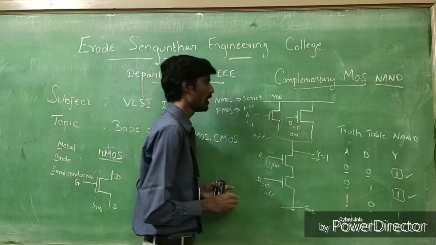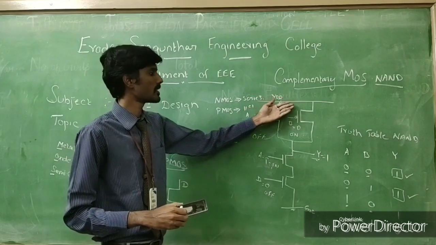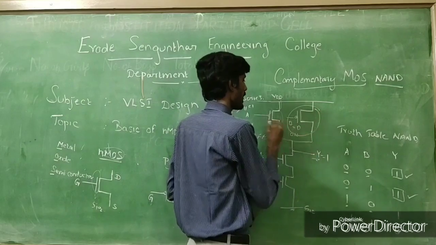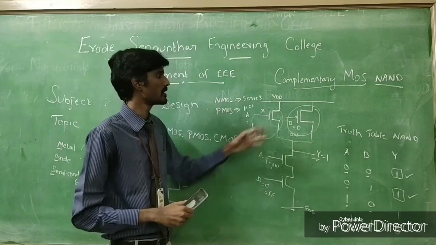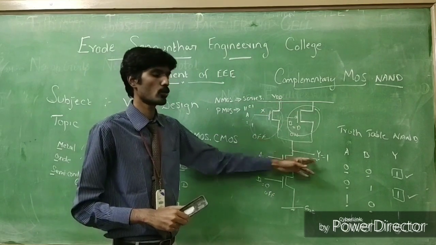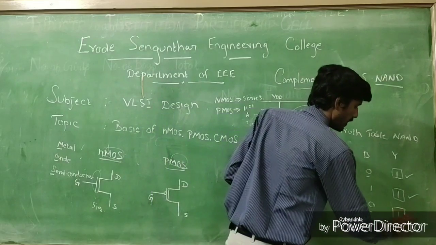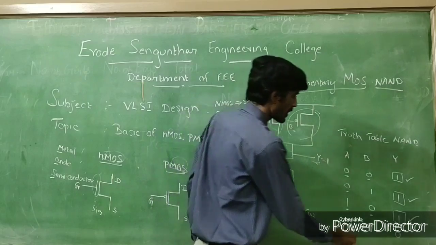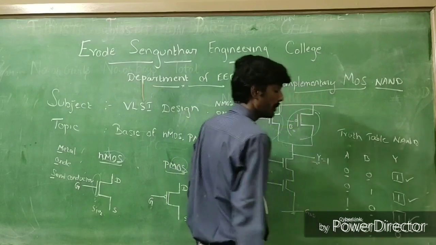So what happens? Obviously VDD gives the supply and Y becomes 1. So these PMOS will be activated and these become deactivated. It receives the signal from VDD and gives it to the output. So obviously we get the output as 1. Now check out the last input, A equal to 1 and B equal to 1.